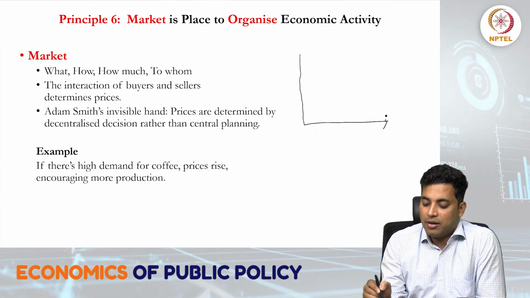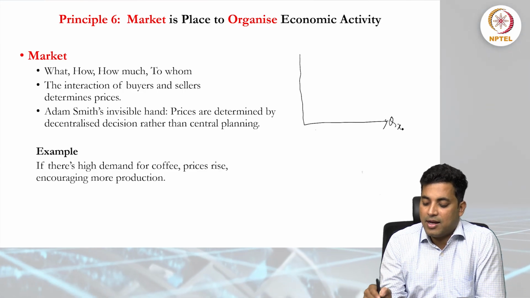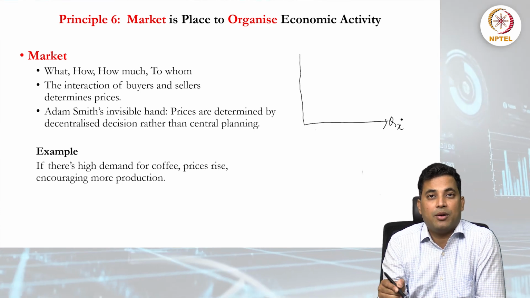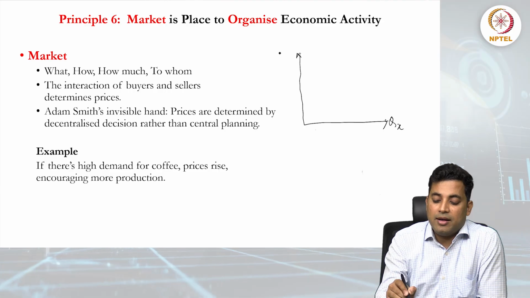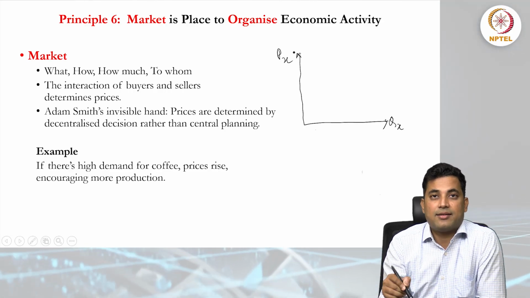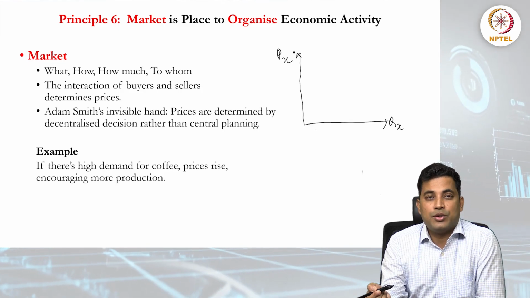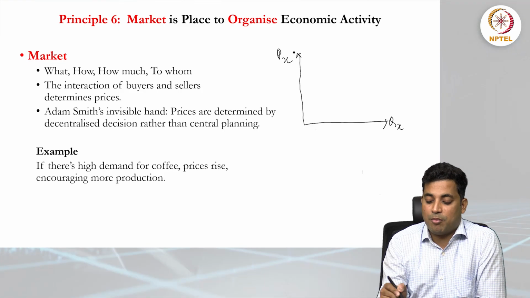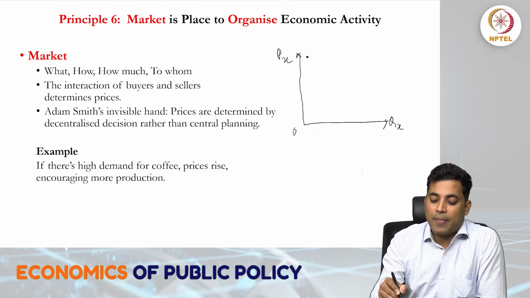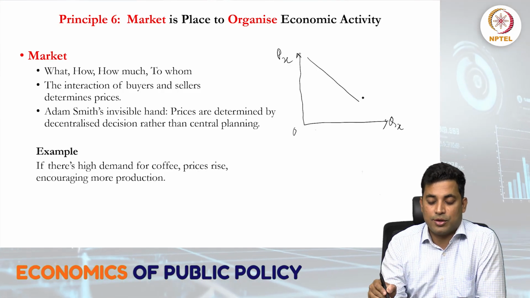On the horizontal axis, let me measure the quantity of x. x could be anything; x could also be any policy. And on the vertical axis, we are measuring the price of x, where x is a commodity. It could be a commodity, goods or services, or it could also be a policy. As we know, the demand function for x is downward sloping.